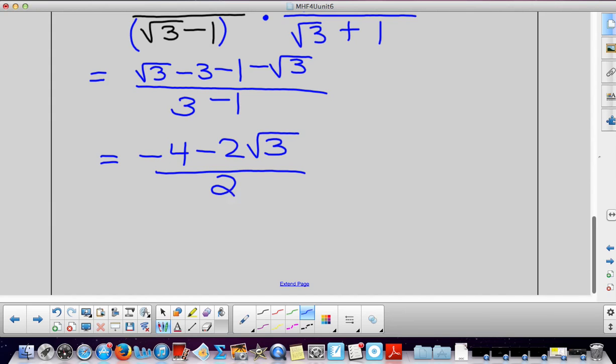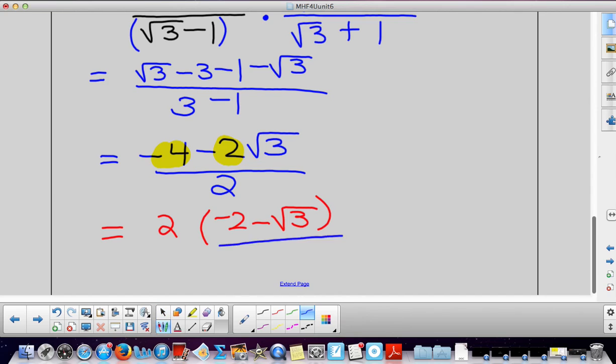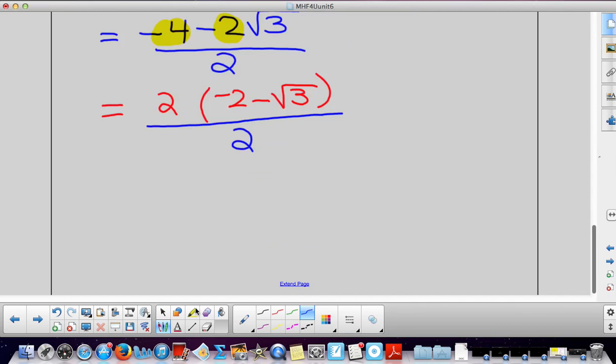But in order to get full marks, you have to recognize the negative 2 and the negative 4, there's a greatest common factor there, which we can take out, back to MCR rules. So if we take a positive 2 out of there, you're left with negative 2 minus root 3, all divided by positive 2. This 2 cancels with this 2. Your final answer is negative 2 minus root 3.